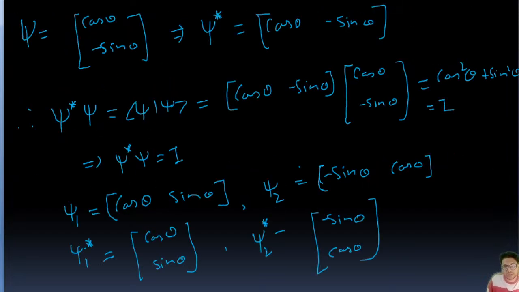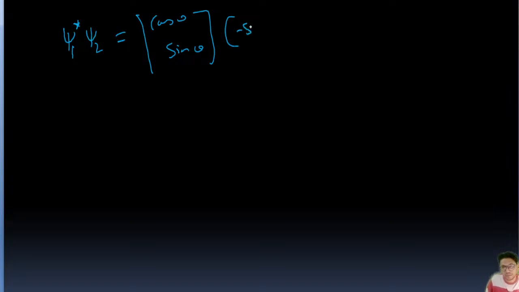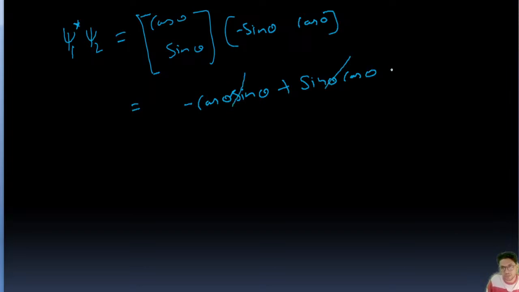If we take psi 1 star psi 2, this is going to be cos theta sin theta into psi 2, which is minus sin theta cos theta. Cos theta sin theta, and this is going to be plus, if you multiply it, sin theta cos theta, and this is going to get cancelled, so we can say it is 0. Similarly, psi 2 star psi 1 is going to be 0, right?